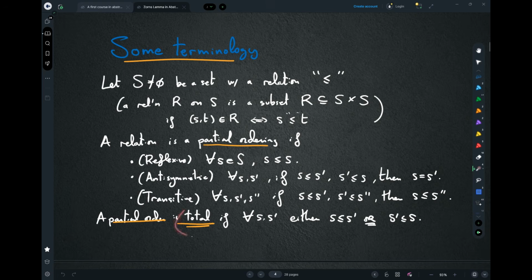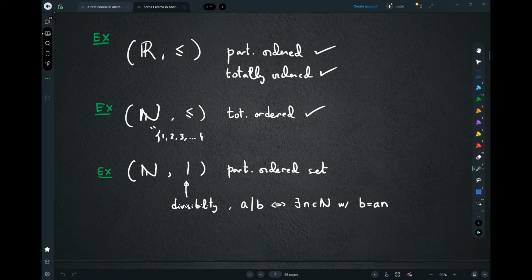And a partial order is total if, so we say that the set is totally ordered if for any pair of elements s and s prime in S, we either have that s is less or equal to s prime or s prime is less or equal to s. Now, let's see some examples of orderings. For example, the real numbers under the usual less or equal to relation is a partially ordered set, but it is in fact a totally ordered set because for any two real numbers, either a is less or equal to b or b is less or equal to a. The natural numbers under the same inequality is also a totally ordered set.